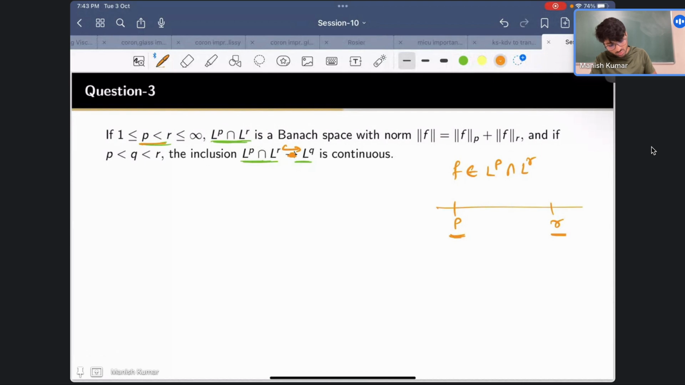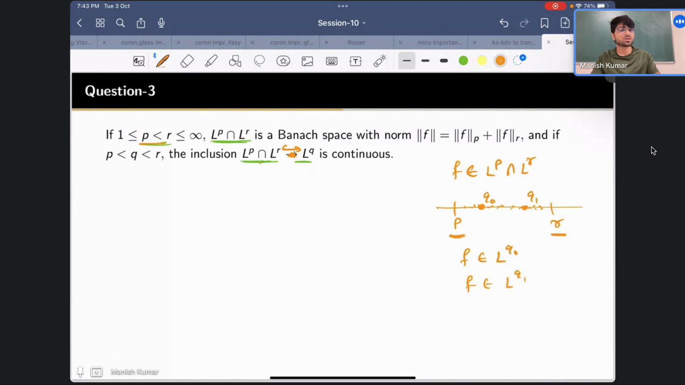Then what this inclusion is saying is that f will belong to all the spaces corresponding to the numbers lying between these. So suppose you choose some q0 here, then f will belong to L^q0. If you choose some q1, then f belongs to L^q1 as well.